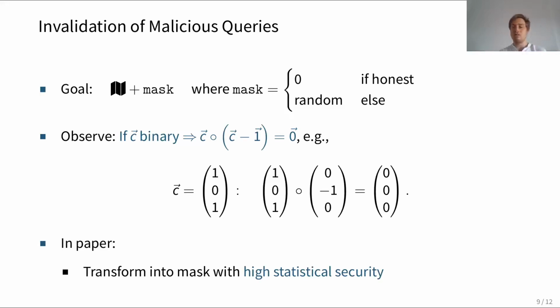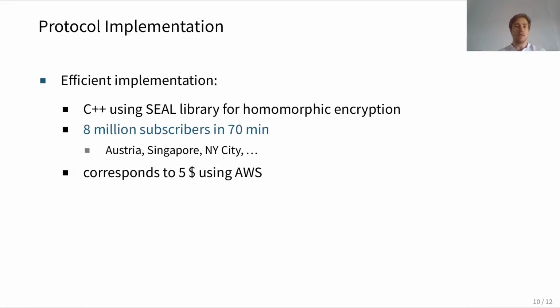So far we have constructed this protocol, and it protects both of these highly sensitive data sets which are involved. So we then, of course, also implemented this protocol, and we used C++ as programming language, and we're using the Microsoft C library for homomorphic encryption. And we benchmarked this protocol for creating a heat map of 8 million subscribers, which is enough, for example, for creating a heat map of the whole country of Austria or larger cities such as Singapore and New York City. And our benchmark showed that creating one of these heat maps just takes 70 minutes. Which is a very feasible runtime in practice.